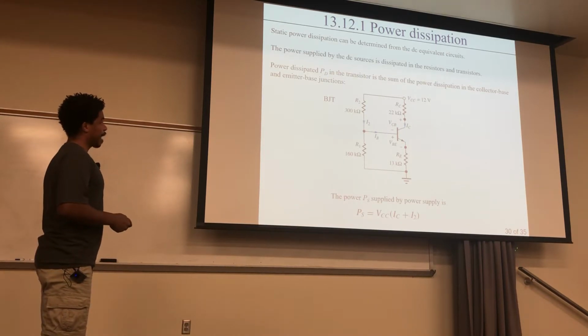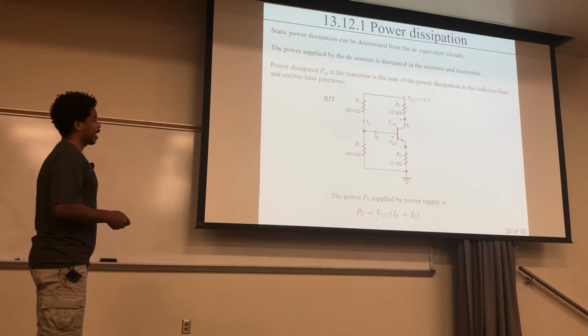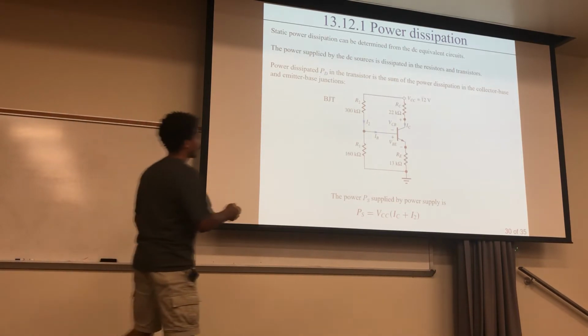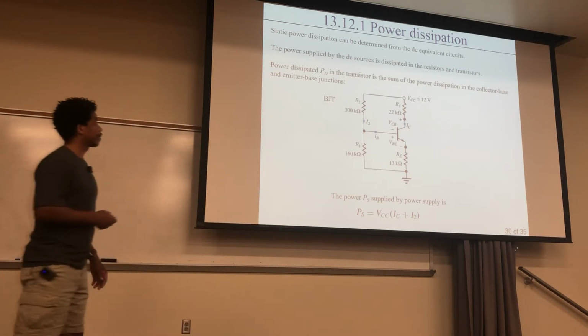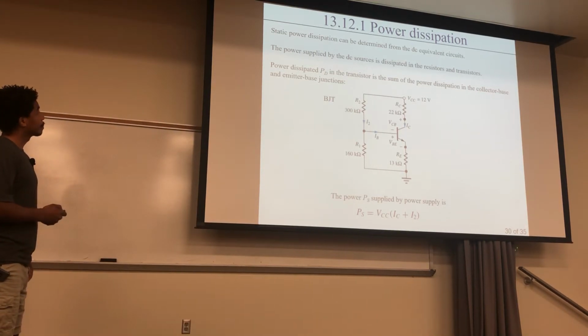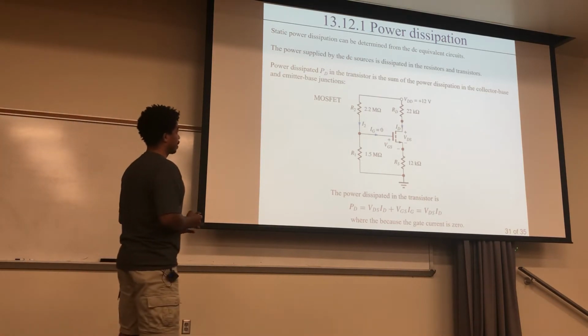Now, the power that's being supplied to the whole thing is this VCC times your IC and your I2. So here's your VCC right here, and the sum of the currents going through this voltage is your IC and your I2. Okay, so that's the power that's being supplied to the whole thing. Okay, that was for the BJT.